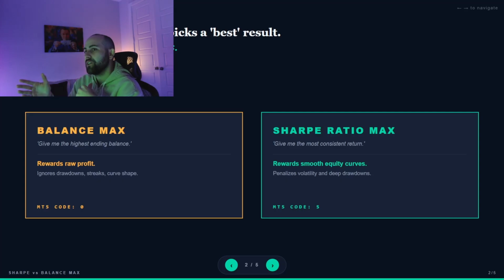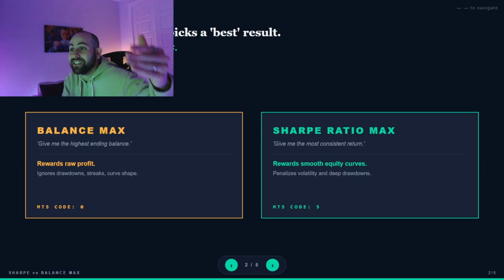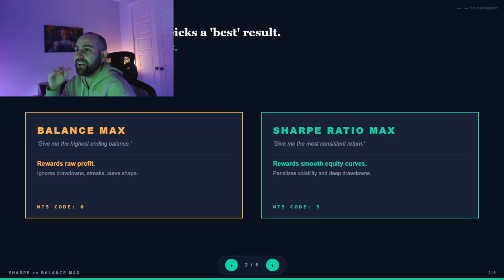With Sharpe ratio, if we were to switch to that, what we're doing is saying, hey, MT5, with this strategy, find me the one that's the most consistent. It might not have the biggest wins, because that's what balanced max is. But we are focusing on consistency over the months, over the weeks. It usually discards all the ones that just had one lucky month or one inconsistent month, and it wants things to be leveled.